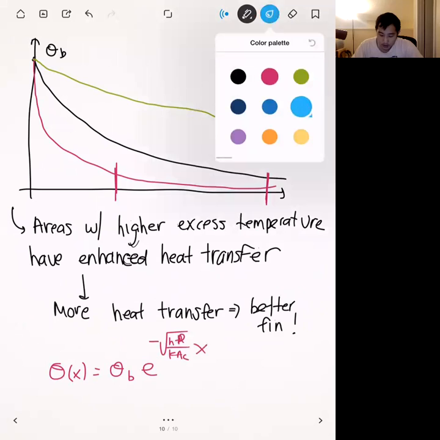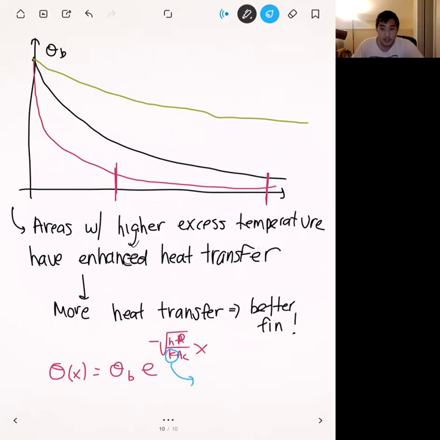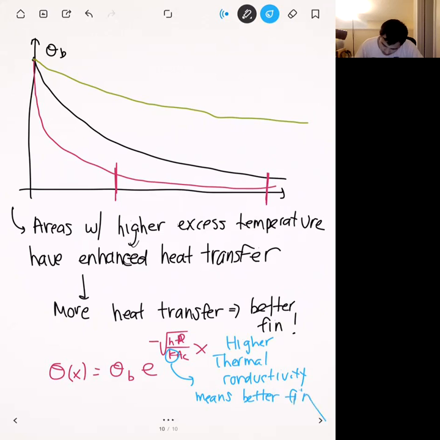Okay, and so in particular, I want to talk about this variable k here, right? Because k here is the thermal conductivity of our fin, right? And so what this tells you is that since k is in the denominator here, in order to make an effective fin, the k should be a lot higher. Okay, so higher thermal conductivity means better fin. And so the way that we choose our thermal conductivity is we choose our materials, right? And so if you choose a material with a high thermal conductivity, this will ultimately be a good thing, okay?